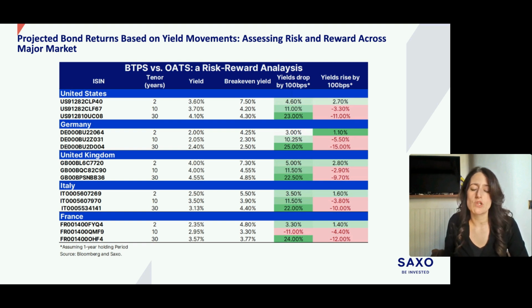This is different when you start to take some duration risk. And when I look at the 10-year tenors across geography, it's not a bad proposition. Why? Because, for example, the 10-year US Treasuries today is trading around 3.7%. If yields drop by 100 basis points in 1 year time, then I will make 11%. But if yields rise by 100 basis points, I will lose just 3.3%.